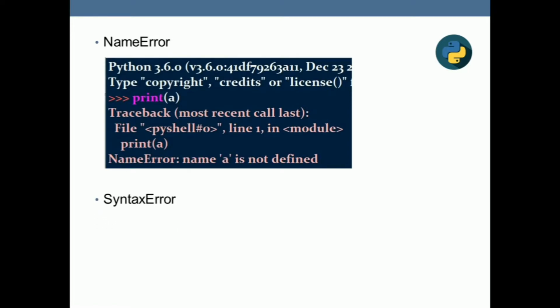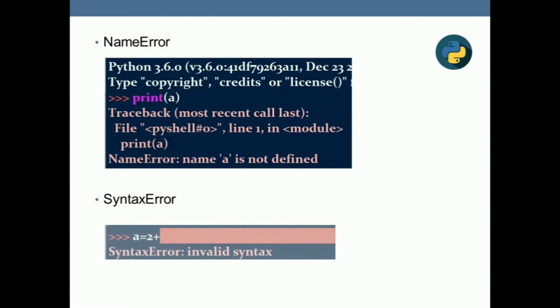We all know that for performing an addition operation, we need one operator and two operands. Here is the example. We have one operand and one operator, and the other operand is missing. So it is a syntax error. Whenever we make a mistake in the syntax, for example, forgetting to put a colon at the end of an if-else, the interpreter throws a syntax error.